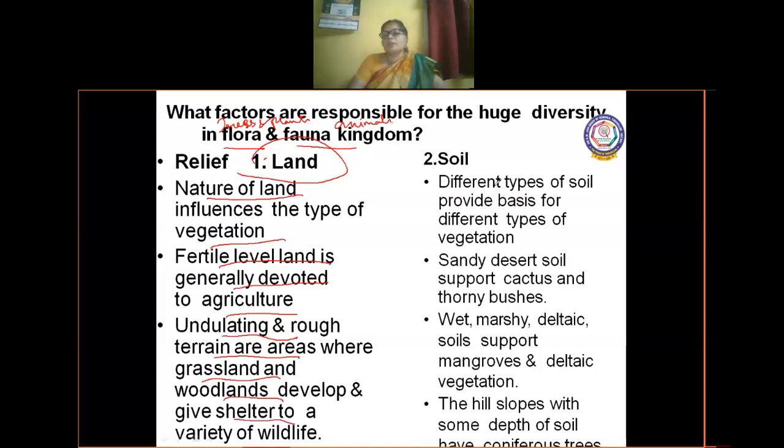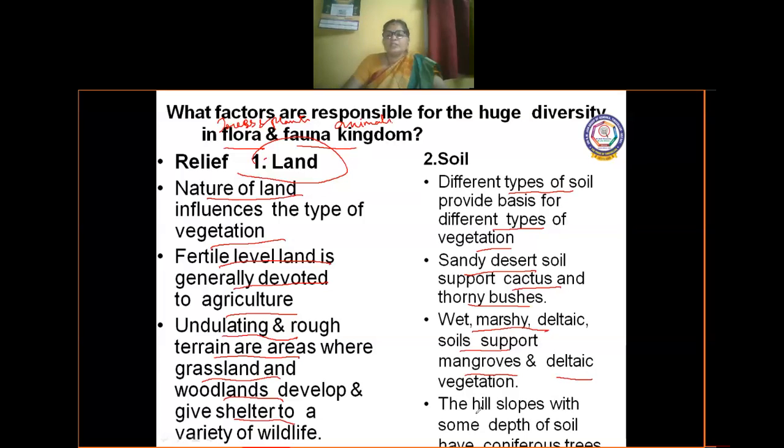And also soil related to lands, definitely soil. Different types of soil provide the basis of different types of vegetation, so that also will influence. Now sandy desert supports cactus and thorny bushes. Wet areas, that is tidal forest, marshy deltaic where water is more, and mangrove. These are the types which are deltaic vegetation.